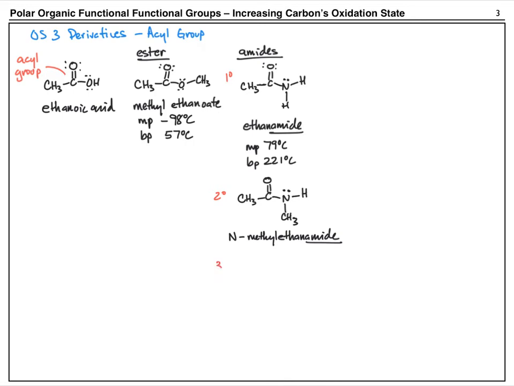The last one is called tertiary. And again, this is going to result from substitution of both groups now to being carbon-based groups. So we have 1, 2, 3 bonds to carbon, so this is a tertiary amide. Both of those groups are now bound to the nitrogen, so we say it's N,N-di, there's 2 of them. They're methyl groups, dimethyl ethanamide.